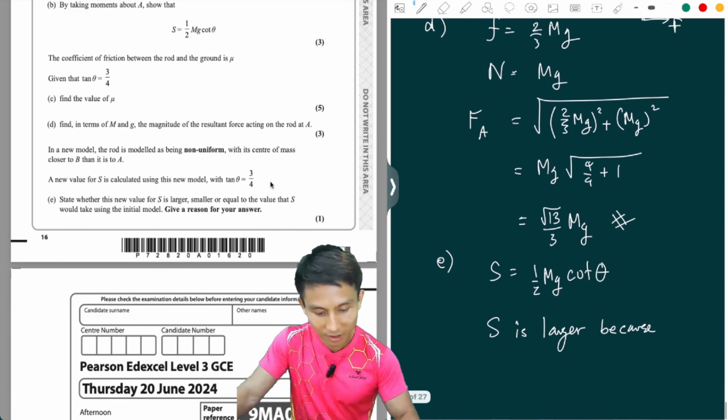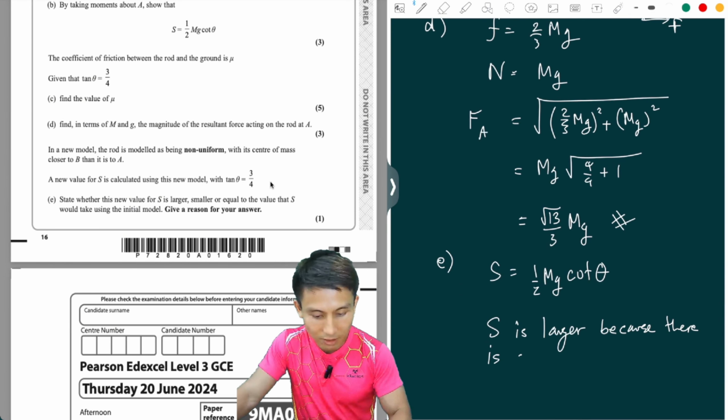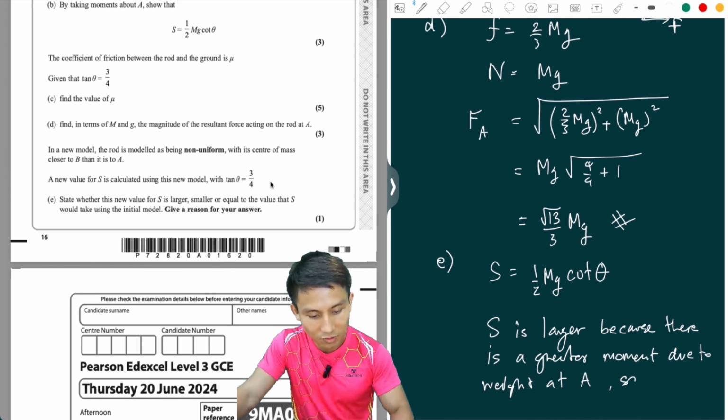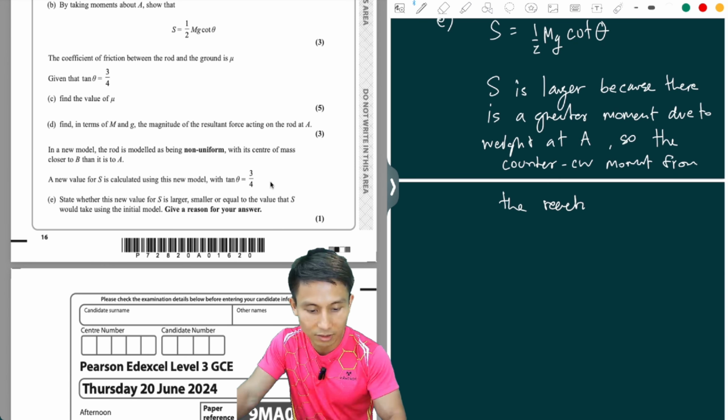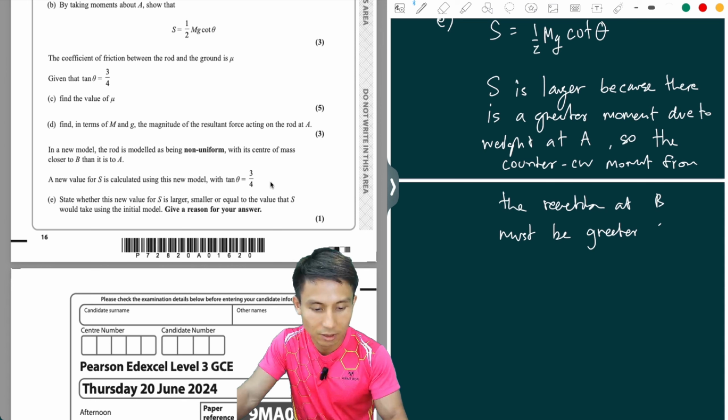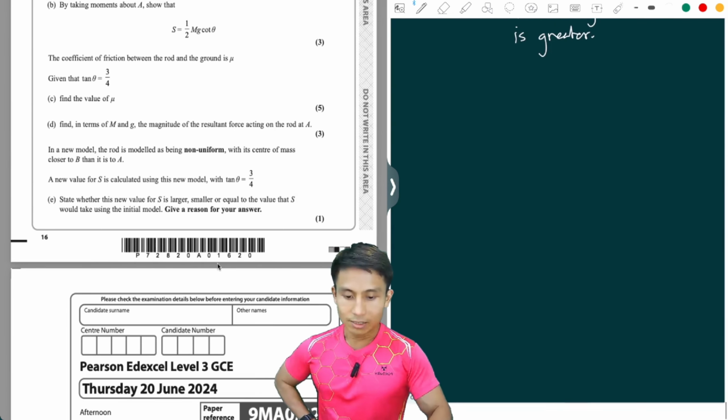So I'm just gonna write because there is a greater moment due to weight at A. So the counter clockwise moment from the reaction at B must be greater. Therefore, S is greater. Like that. Okay? Let's go to the next year.